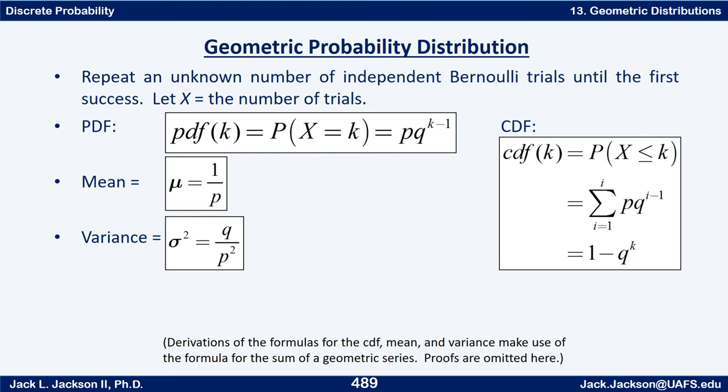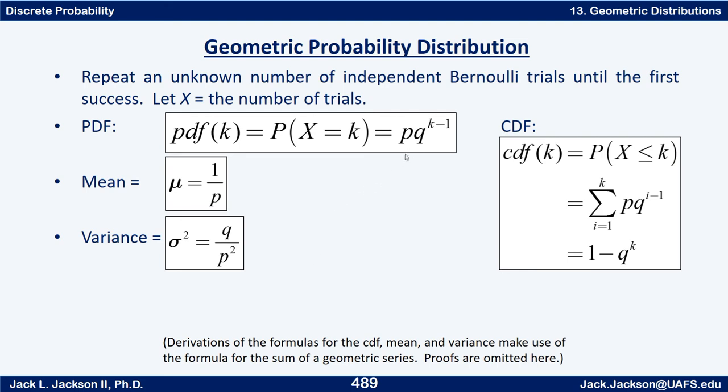And the CDF of k would be the probability that x is less than or equal to k, which you would get by taking the PDF, p times q to the k minus 1, and summing it up from i equals 1 to k. And it turns out that that value reduces to 1 minus q to the k power.